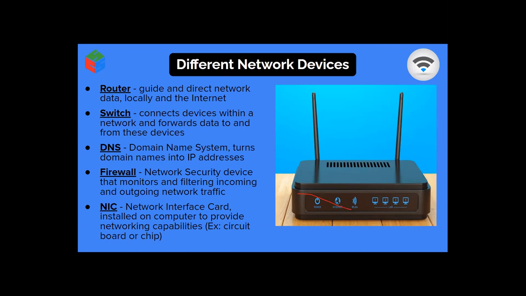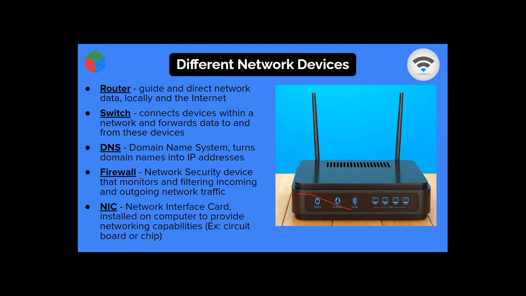And now we have switches. Switches connect devices within the network to forward data to and from these devices. So if you don't have Wi-Fi, it's like the ethernet cables I talked about that connect you to the LAN, and then you can plug it in here. Now, DNS, what is a DNS? That is the domain name system that turns domain names into IP addresses, as we talked about earlier.